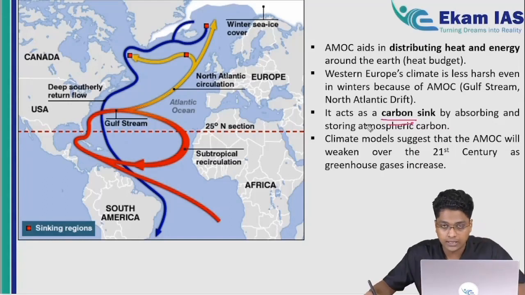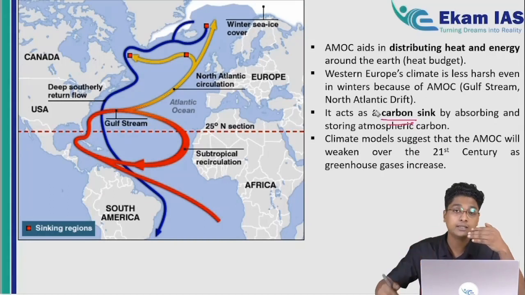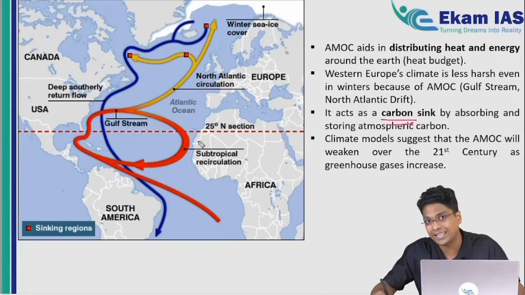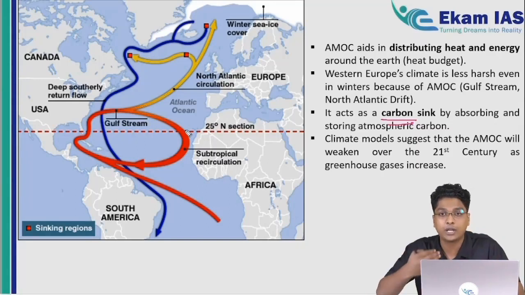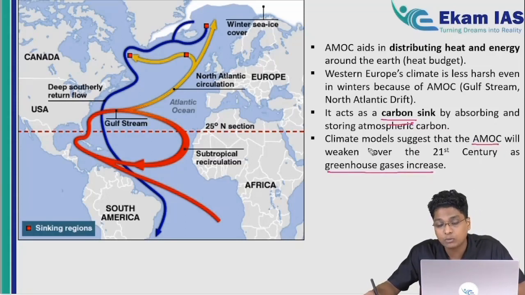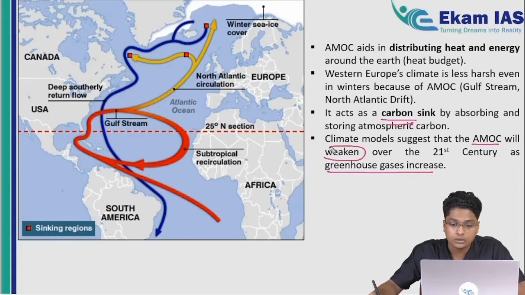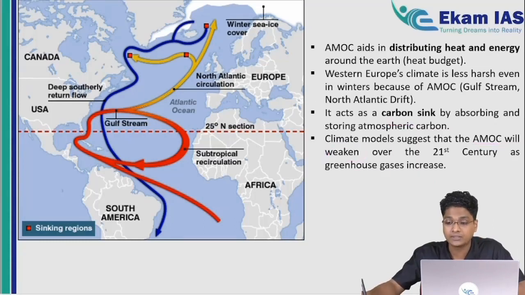Okay. Similarly, because of this absorption of carbon dioxide, the pH value of the oceans is also changing, and it is becoming more acidic. This is called ocean acidification. Okay. Then remember this, the AMOC is weakening because greenhouse gases are increasing. So the rainfall in these regions can be affected, the temperature in these regions can increase, and different climatic effects will take place.